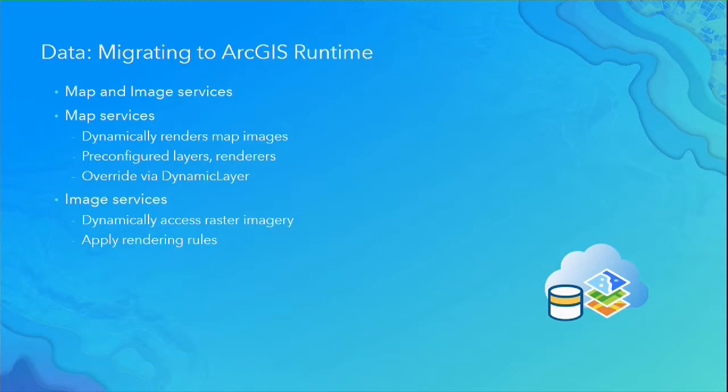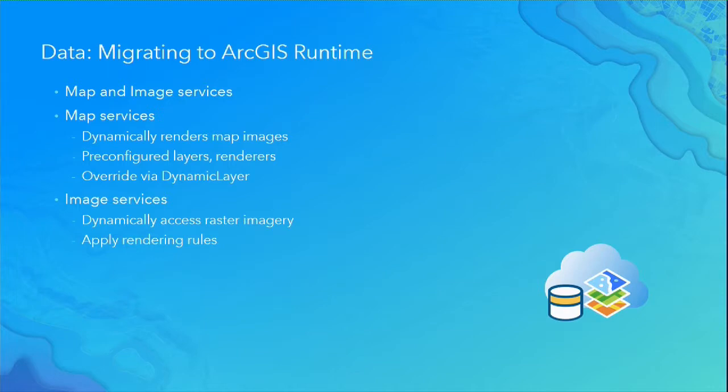You can override those via the dynamic layer capability. So there's an endpoint of the API exposed by the server called dynamic layer, and that allows you to actually connect to that service and entirely change the definition of that service, and that's supported within the API.